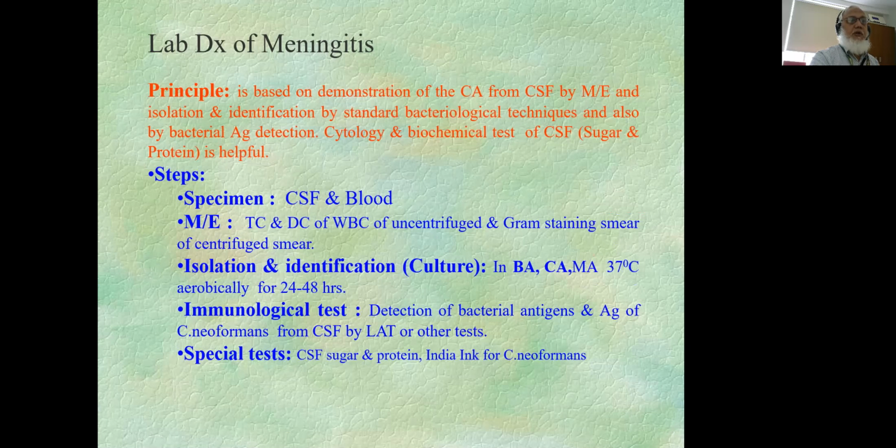If we keep it in the refrigerator, the microorganisms will die because most of the meningitis-causing bacteria are very fastidious bacteria, and they cannot tolerate dryness or cold. You can diagnose by immunological tests, detection of bacterial antigens and antigen of Cryptococcus neoformans from CSF by latex agglutination and other immunological tests. CSF sugar and protein is routinely done. Usually CSF sugar is reduced in pyogenic meningitis and protein is increased in pyogenic meningitis.